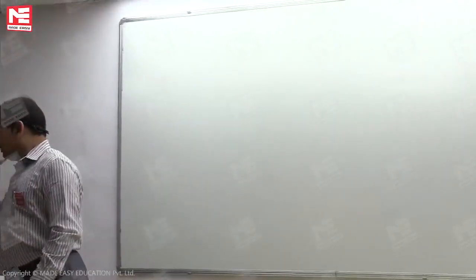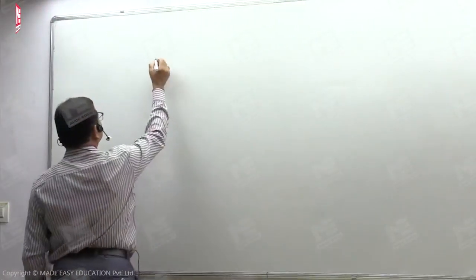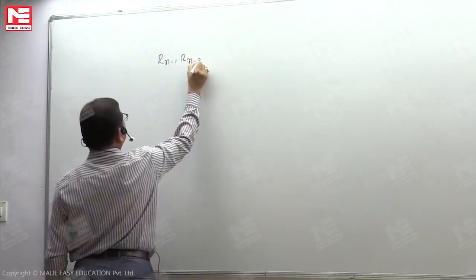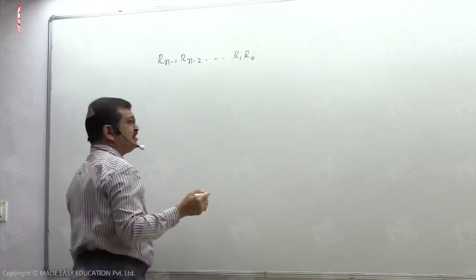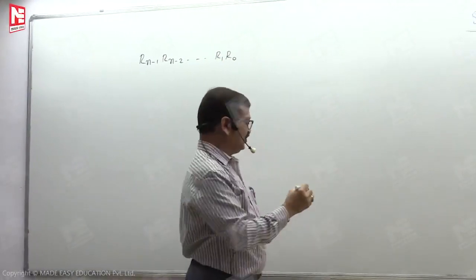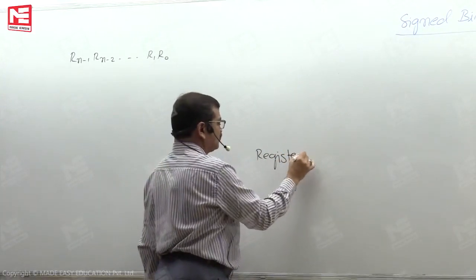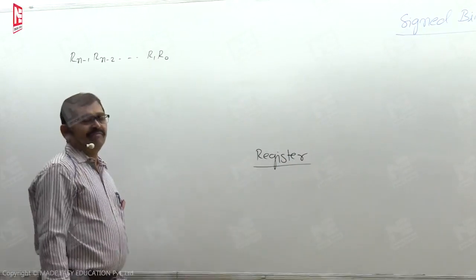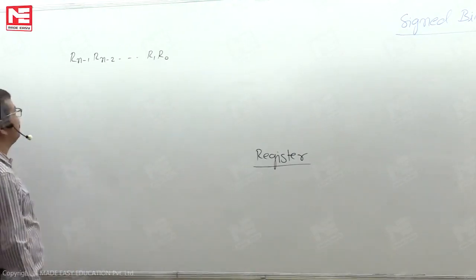Suppose we have a register with the size of n bits. Let us consider the register is of size n bits. The register is nothing but a storage device. The register is basically a storage device to store a binary number.